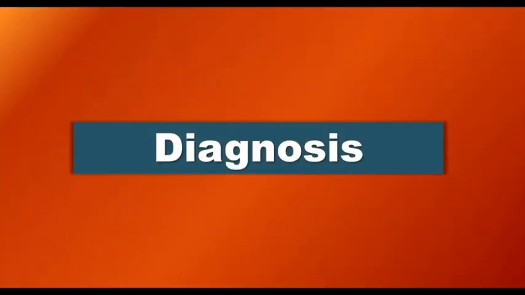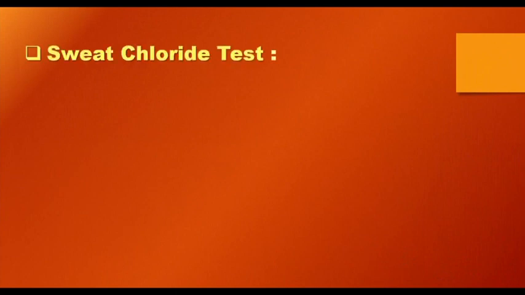Now what about the diagnosis of cystic fibrosis? How can we make the diagnosis for it? We will start with the simple one and progress forward to the more complicated or sophisticated investigations. If there is a suspicion that this problem is cystic fibrosis, it's best to do a sweat chloride test, and we will check the concentration of chloride in the sweat.